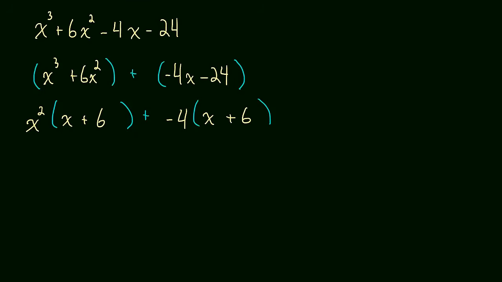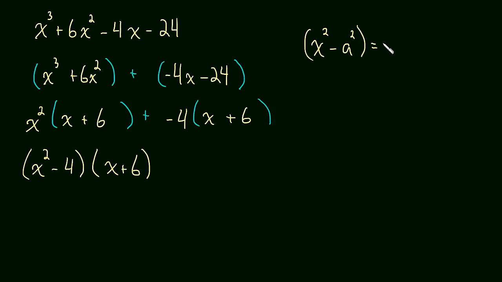So this becomes x squared minus 4 times x plus 6. And we're almost done, but remember the difference of squares said if we have x squared minus a squared, this is always going to be equal to x minus a times x plus a. Sorry, there's no b involved.